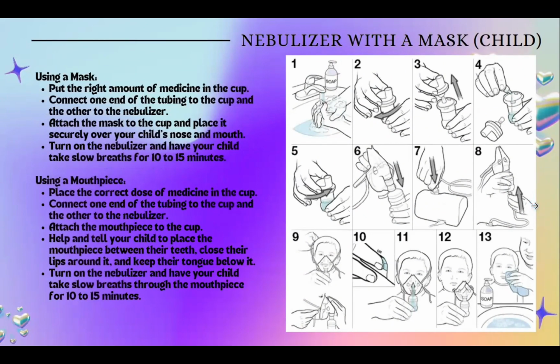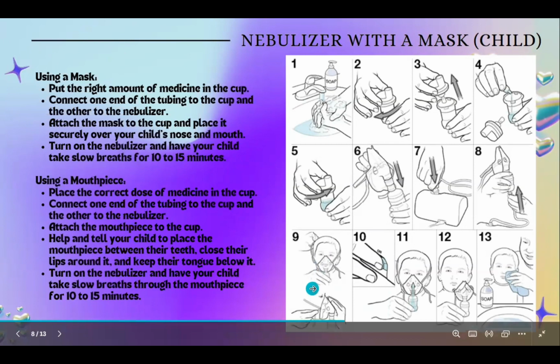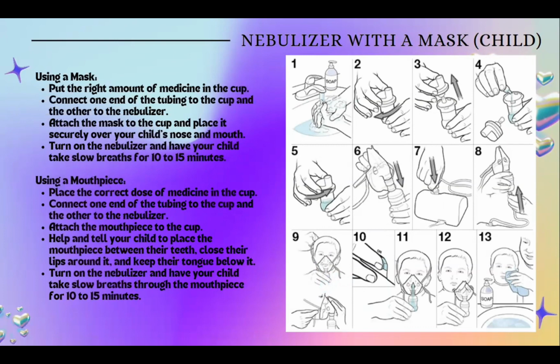Application of nebulizers to a child. Using a mask, put the right amount of medicine in a cup and then connect one end of the tubing to the cup and the other to the nebulizer. Attach the mask to the cup and place it securely over your child's nose and mouth. Turn on the nebulizer and have your child take slow breaths for 10 to 15 minutes. And then turn off the nebulizer after using and then wash and air dry the medicine cup and mask.